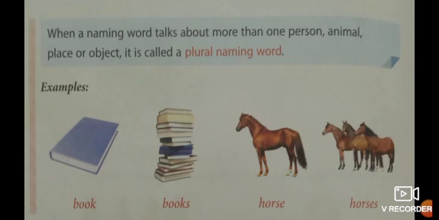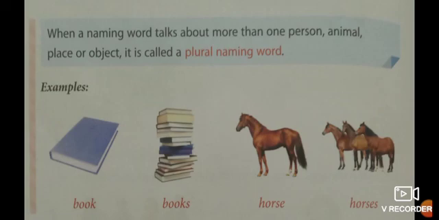Now turn the page. When a naming word talks about more than one person, animal, place or object, it is called plural naming word. So children, whenever we talk about more than one naming word or more than one person, animal, place or object, it is called plural naming words. See in the example: book, books, horse, horses.